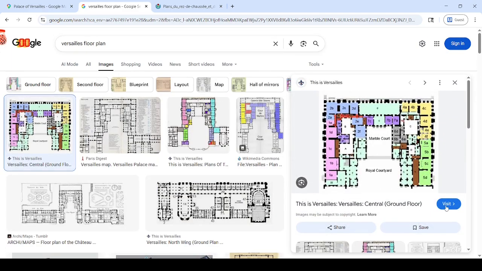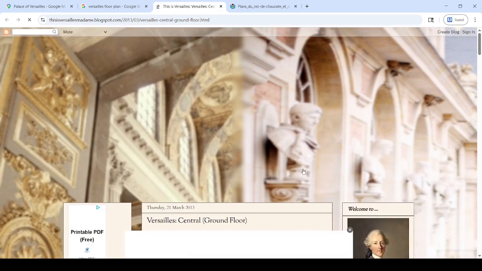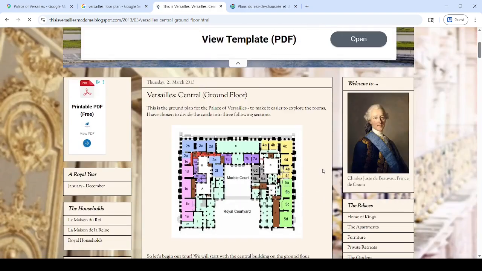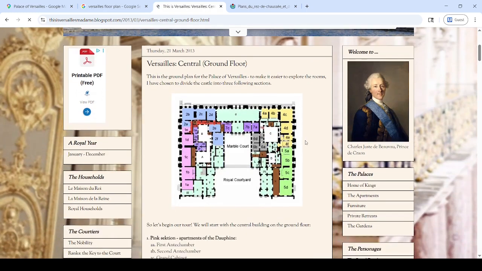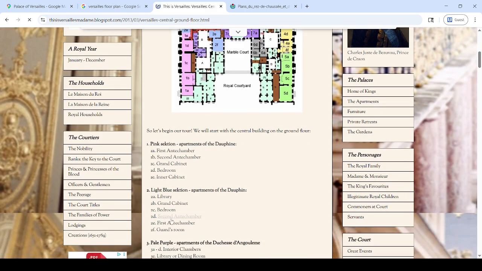Now, for more detailed sections, I found this really great blog. This is Versailles, which has information about tons of aspects of the palace. Now, here's a zoomed in section of the ground floor of the palace, and there are even organized areas to see what each room is.